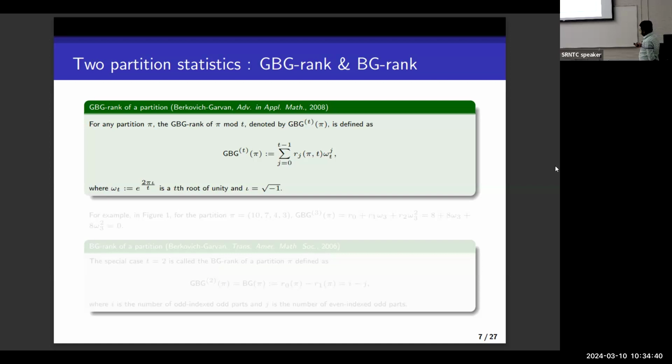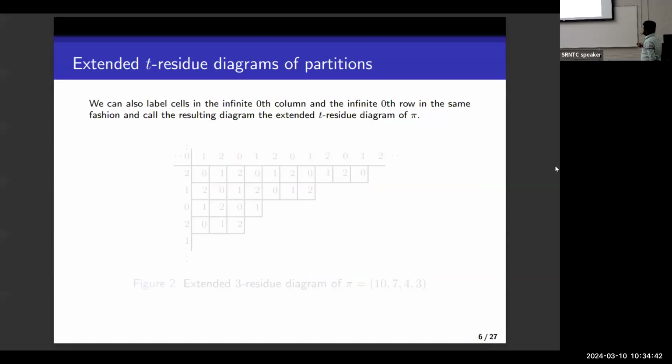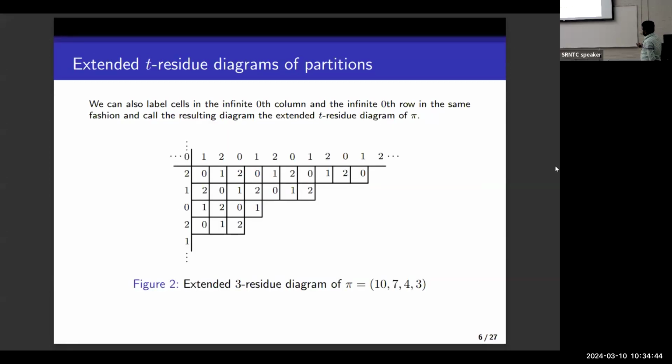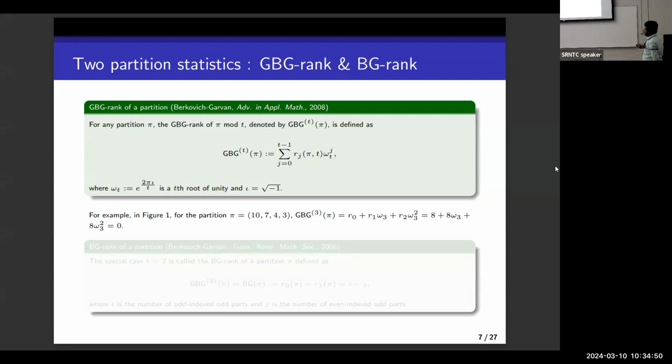By this definition, if we look at our previous example, in the 3-residue diagram we have R0, R1, R2 as 8, 8, 8 from the R vector. And so the GBG rank modulo 3 of the partition will be 0.